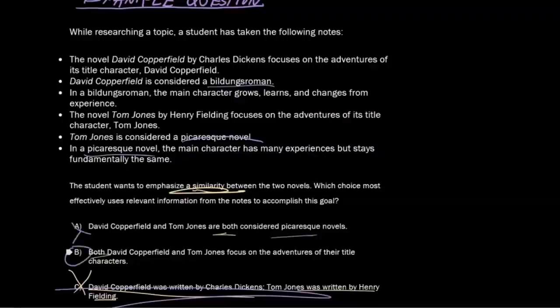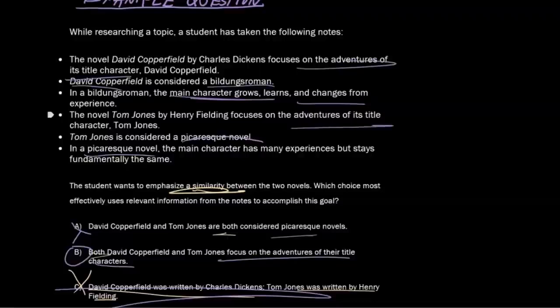But let's see. Both of them focus on the adventures of their title characters. Let's see. David Copperfield, the main character grows, learns, changes from experience. We're focusing on the adventures of the title character. This one's also focusing on the adventures of its title character with the main character. So we know it's B.